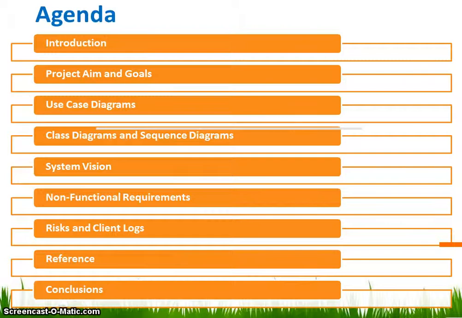So first we come to the agenda. What are the things I'm going to cover in this presentation? The very first thing would be the introduction, what the project is all about, the project aim and goals, why the project was thought in the first place, the use case diagram that is needed in the project, the class diagrams and sequence diagrams which form part of the project, the system vision, about what the project is all about, what is the vision of the system, the non-functional requirements that are needed to do this project, risk and client logs, references and conclusions.